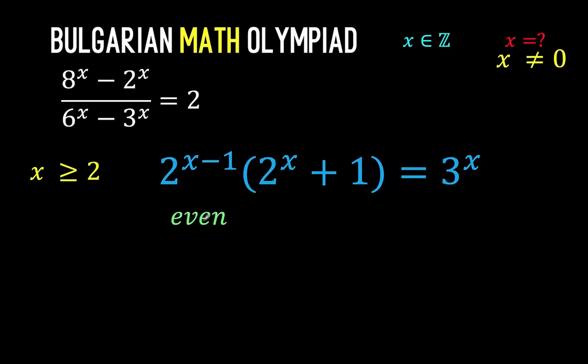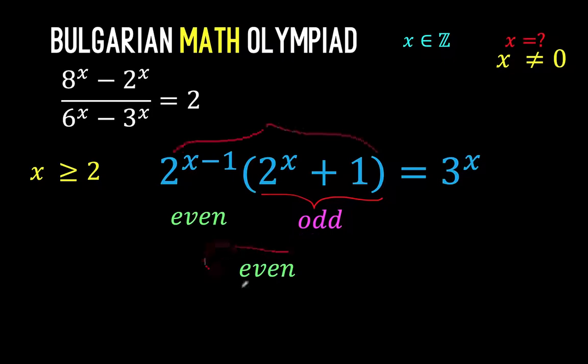Because 2 to the first is 2, 2 to the second is 4, 2 to the third is 8, and so on. They are all even numbers. Whereas here, 2 raised to x is again an even number, but we add 1 to that even number, making it an odd number. And when you multiply an even number times an odd number, the result is another even number.